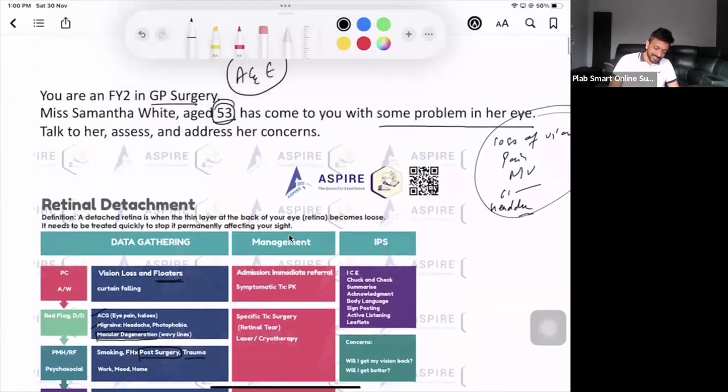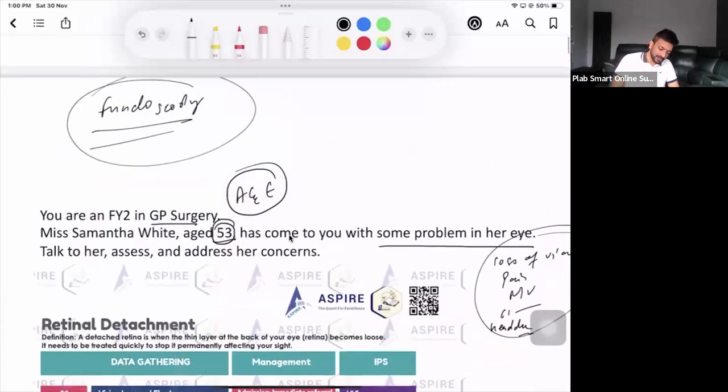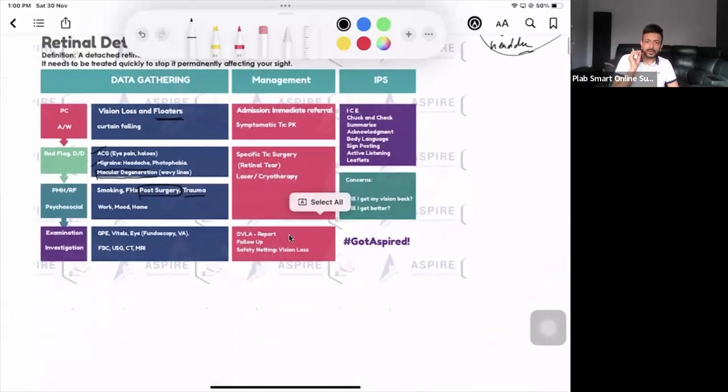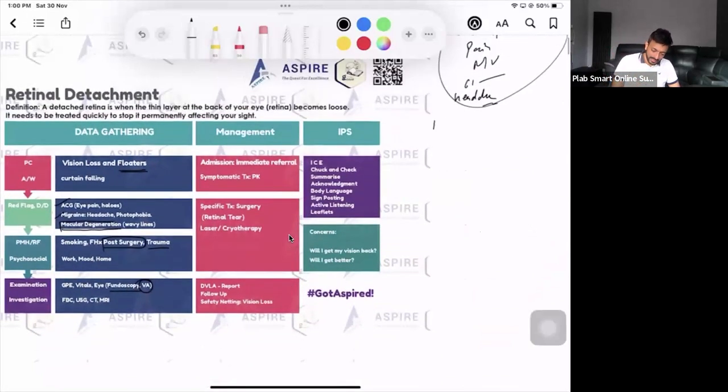Now, what is there in the cubicle? You have got the fundoscopy mannequin. So what you do, you go and do the fundoscopy. That's it. Should I do visual acuity here as well? Yes, you can do. When you start, can I do inspection? If you have time, you can do that as well. Can I do visual acuity with the help of Snellen's chart? Yes, you can do it.